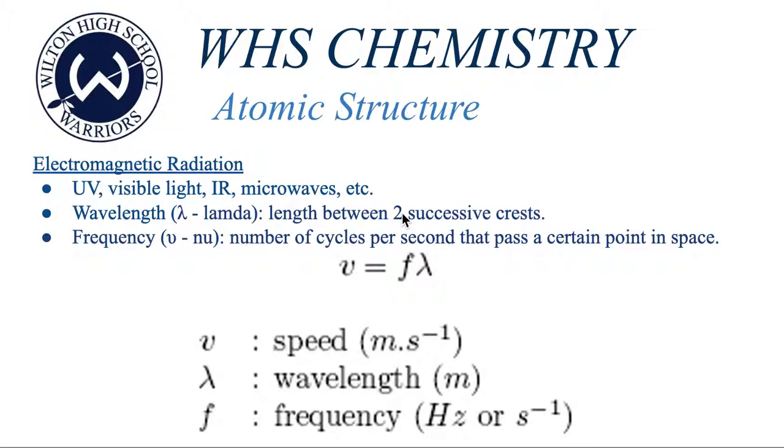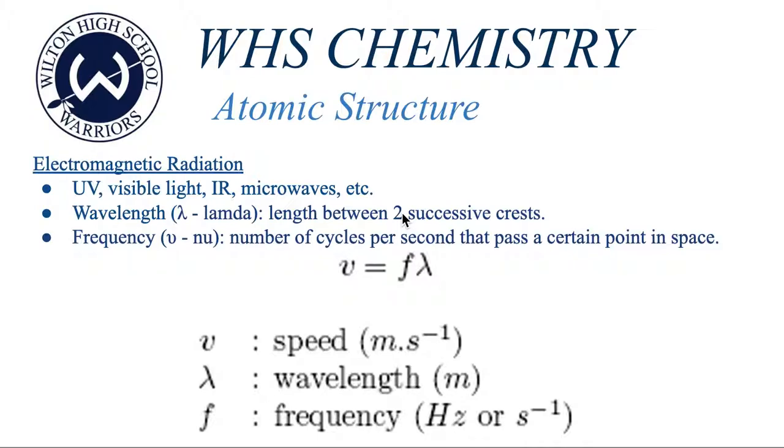In this video, we're going to be talking about atomic structure. So the first thing we need to talk about is electromagnetic radiation. So basically there are different wavelengths of light. So we have the different spectrums. So there's UV, visible light, which obviously is what we see, infrared, microwaves, and radio waves, etc.